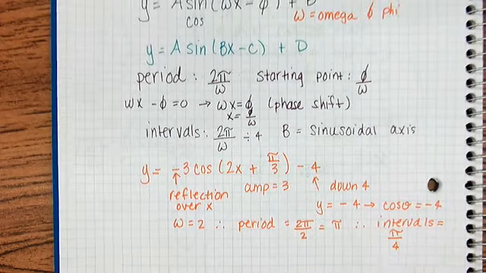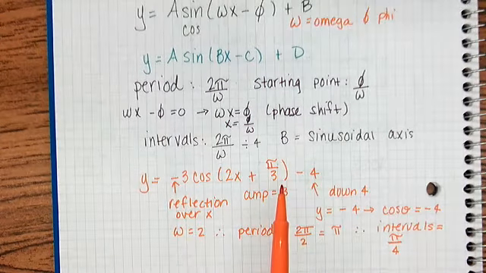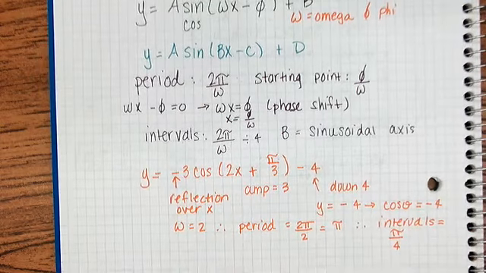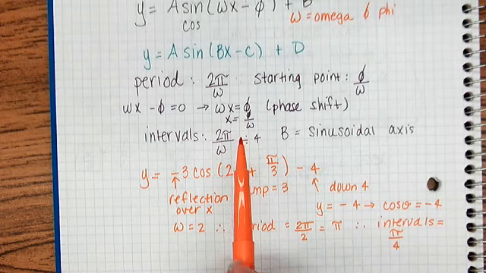Okay, you need to be careful. Many of you are going to say that this is a shift left pi over 3, and that is not correct. This is not a shift left pi over 3 because there's a coefficient on x. So this is where that whole phi over omega comes in.